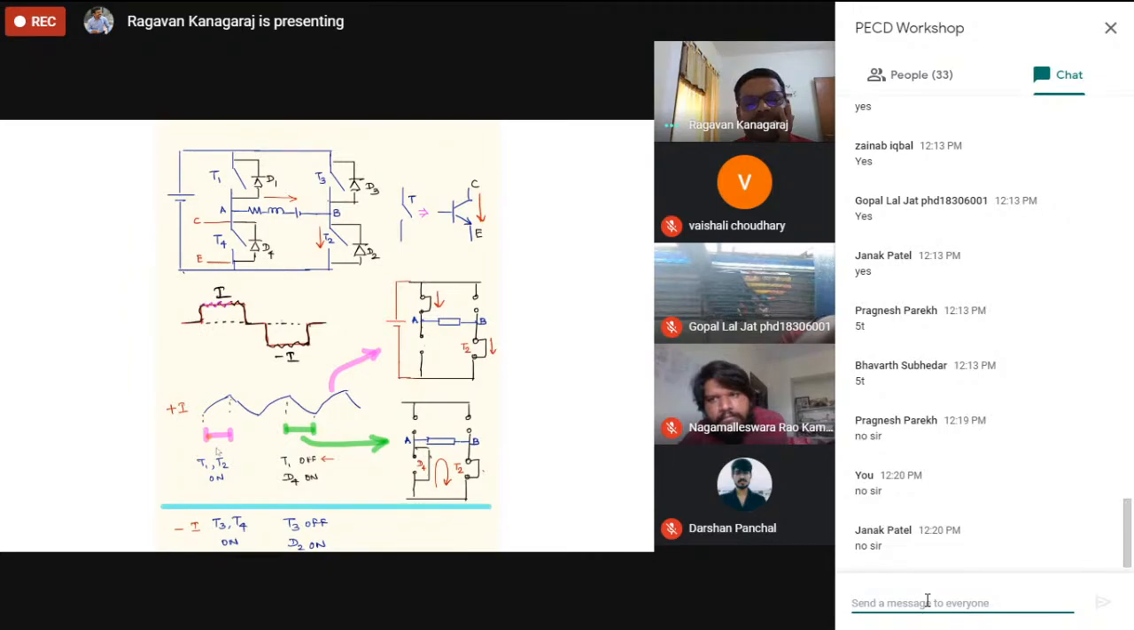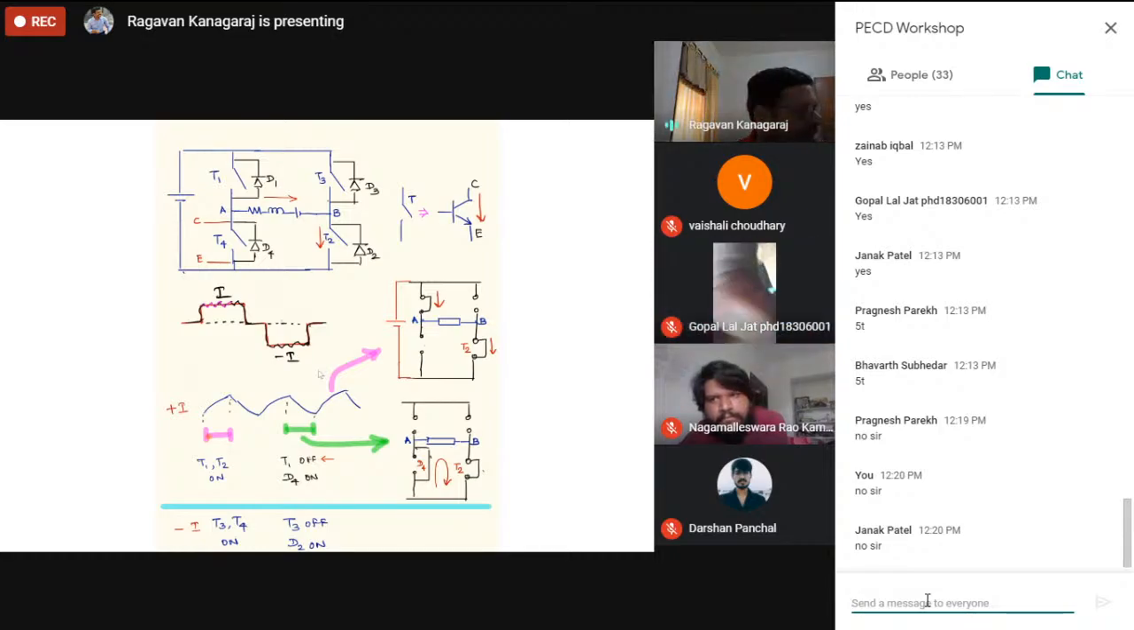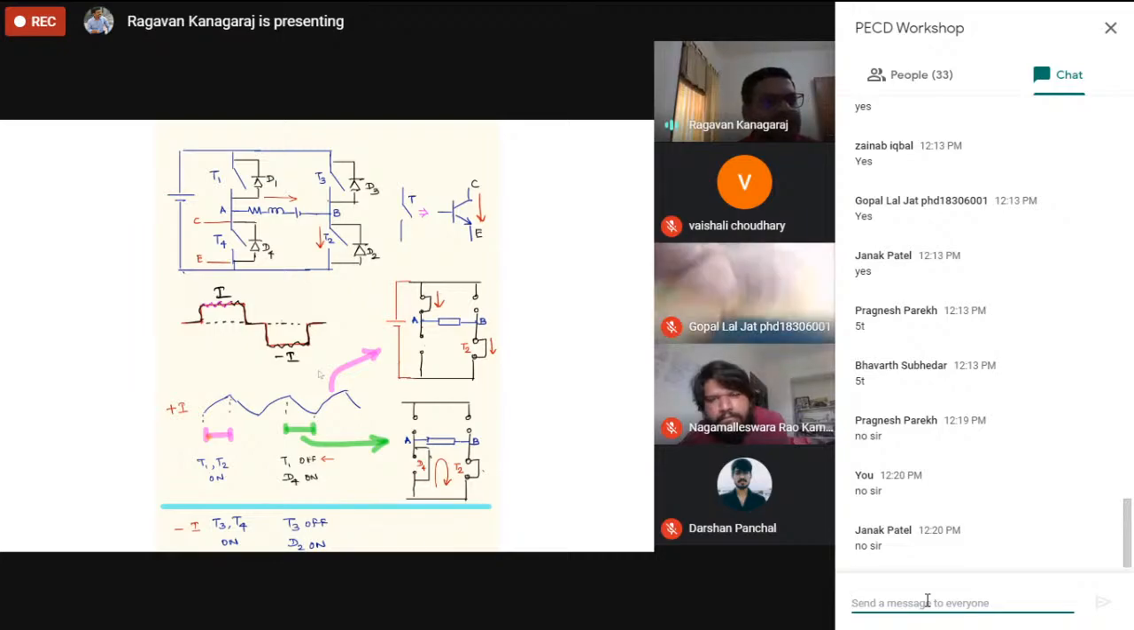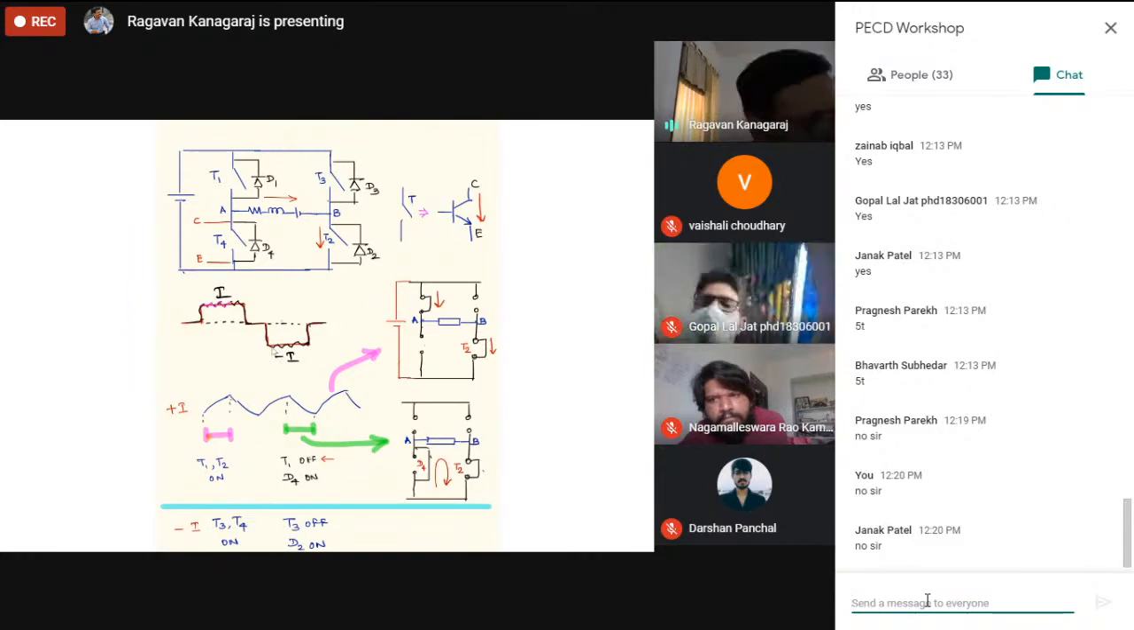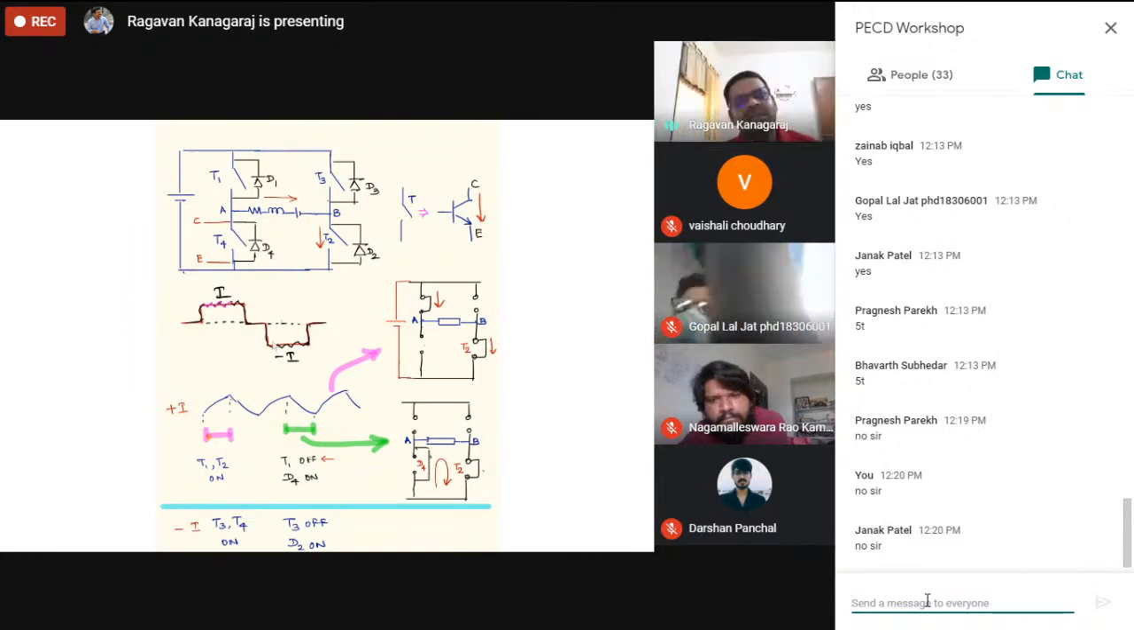Now come to minus 10 ampere. We want to maintain the current around minus 10 ampere. That means the current is between minus 9.9 and minus 10.1. Now, if the current has to change from minus 9.9 to minus 10.1 ampere, what are the devices conducting?